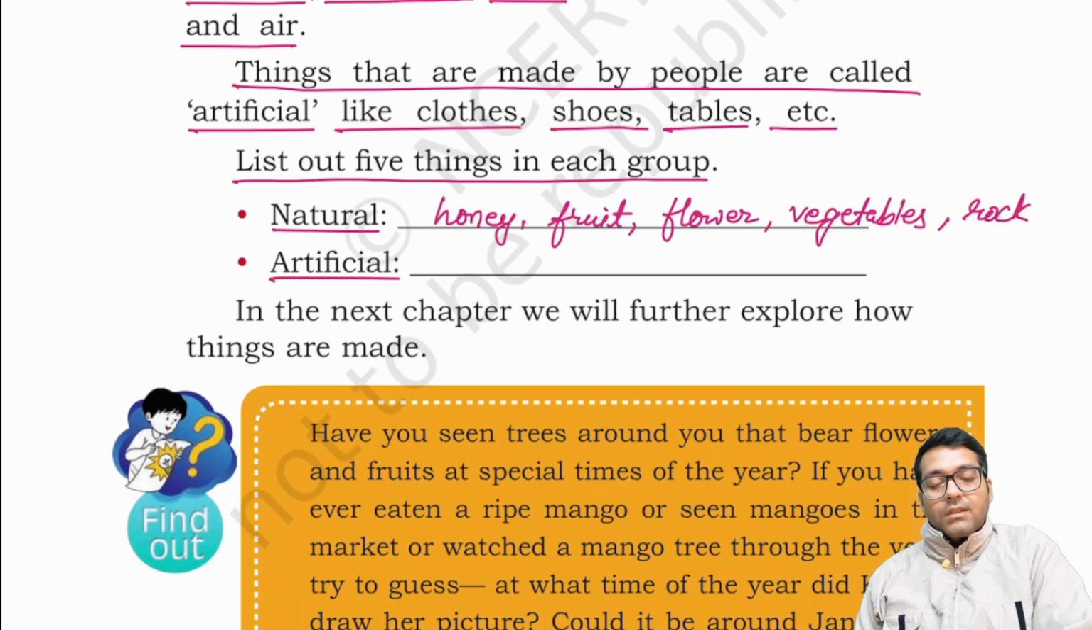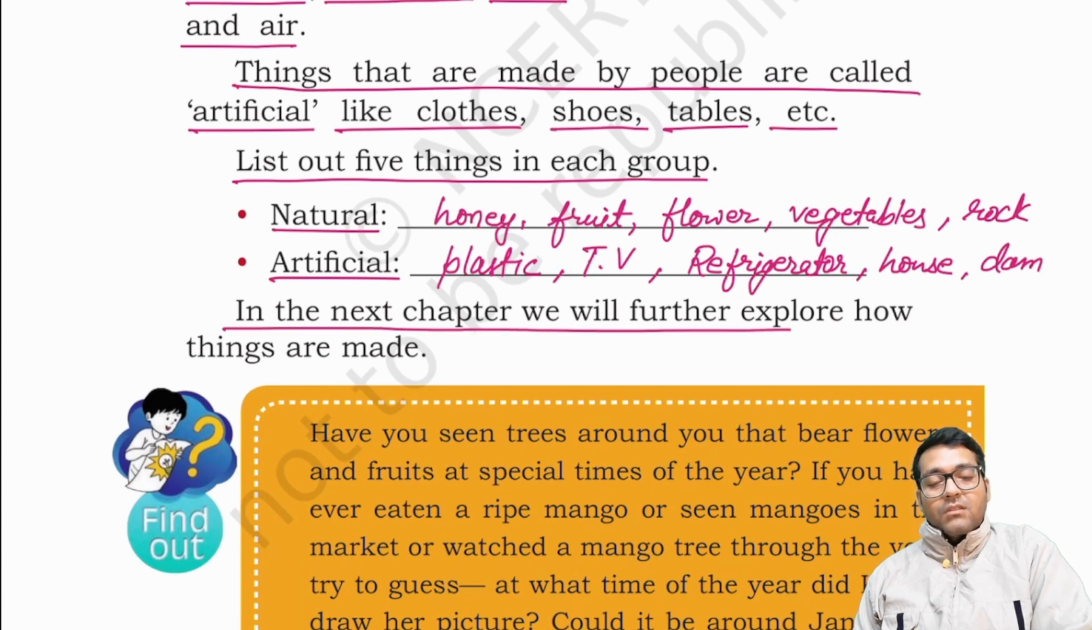Artificial things such as plastic, television, refrigerator, house, dam, etc. In the next chapter, we will further explore how things are made.